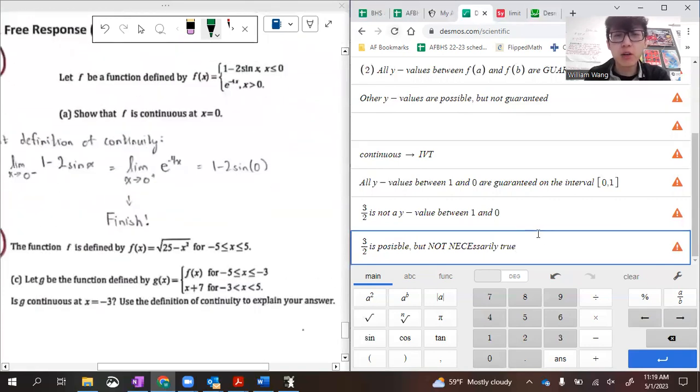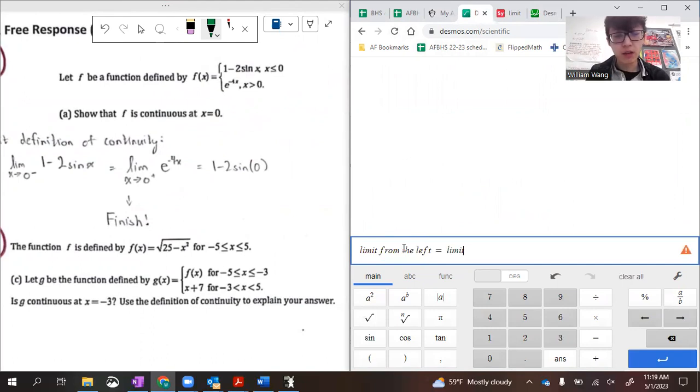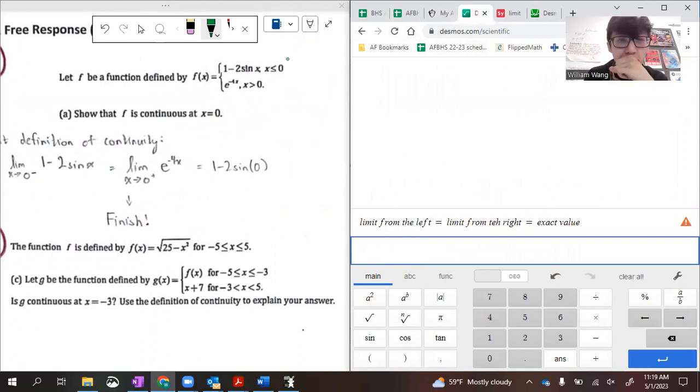Finally, I'm going to attempt these last 2 problems. So I took some notes here. Show that f is continuous at x equals 0. All right, so for a function to be continuous, the limit from the left must equal the limit from the right, must equal the exact value. So let's do that. Well, the limit from the left would be this function, 1 minus 2 sine of x. What is x in this case? Well, x is 0, so it's 2 sine of 0. I'm going to turn this to radians.